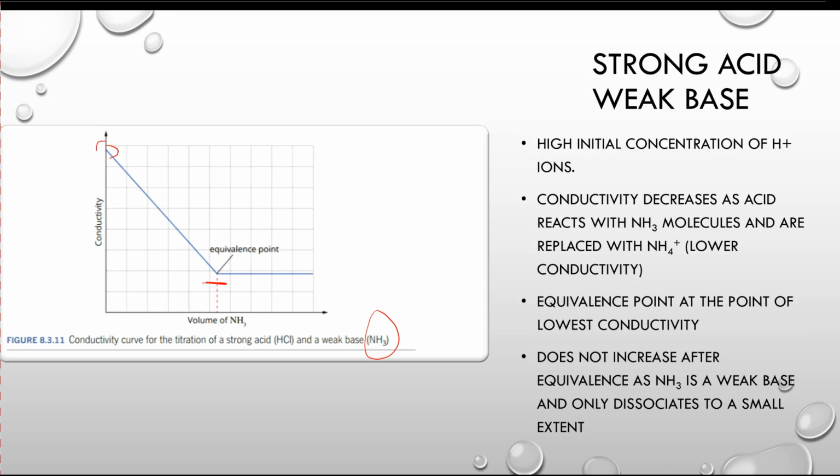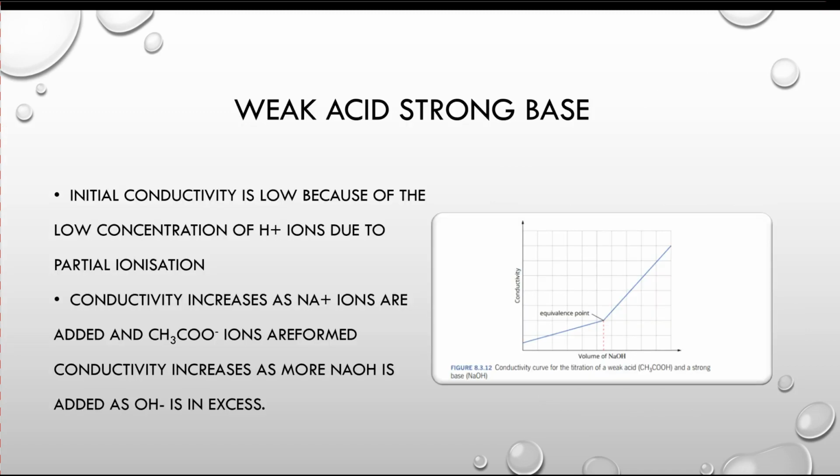Again, we can see our equivalence point just here, which indicates that equivalence point where the hydrogen ions equal our hydroxide ions. Now, if we continue to add more and more NH3, it's a really weak base. So by adding any more of that, it only dissociates to a very small extent. So there's not many of those ions there. So the conductivity is not going to increase.